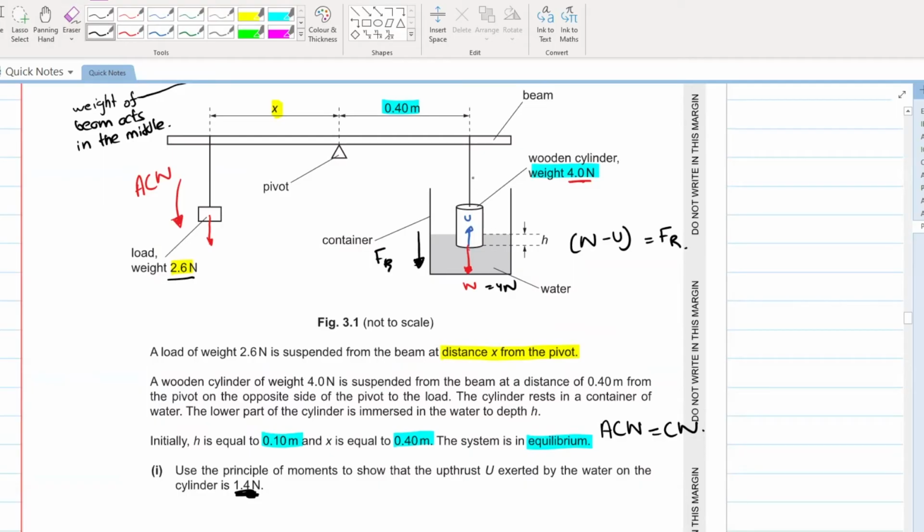In which direction will this resultant force turn the beam? If you have a resultant force, weight minus upthrust, in which direction will the resultant force turn the beam? The resultant force will turn the beam in clockwise direction.